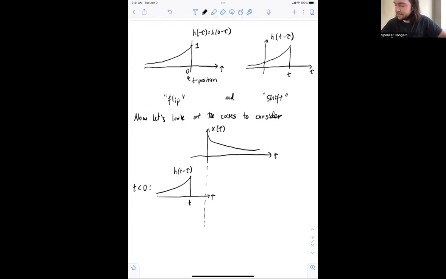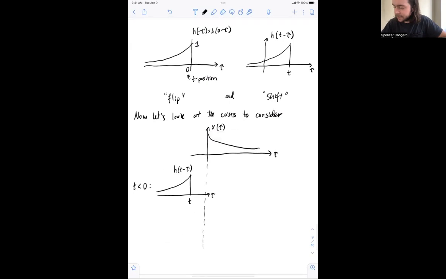And what's case 2? Well, it should be pretty clear. It's if t is on the other side. This is when t is greater than 0. And these are our two cases. There's nothing else to consider. There's no other way I could overlap these functions.